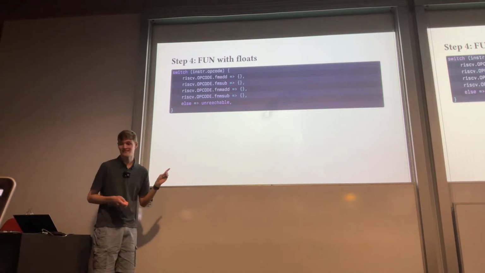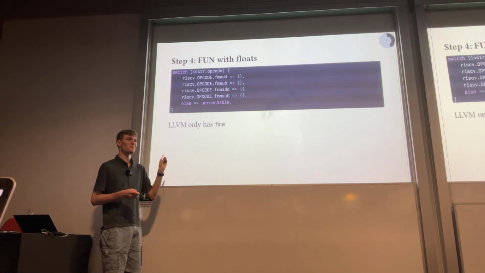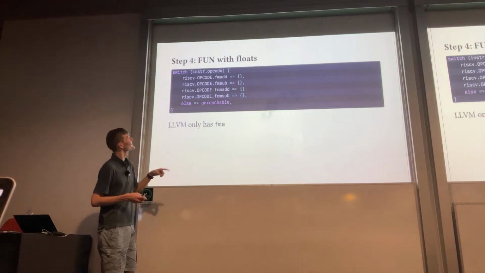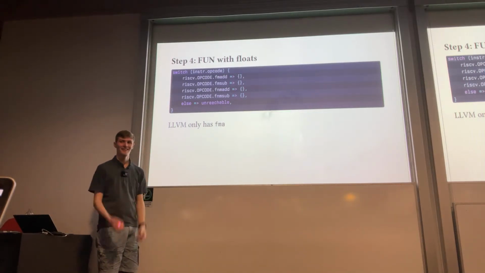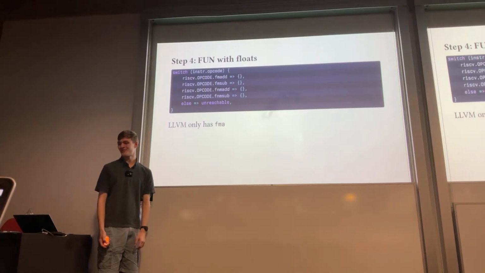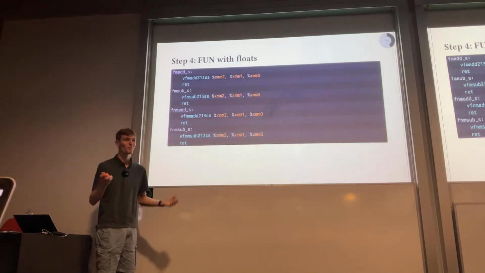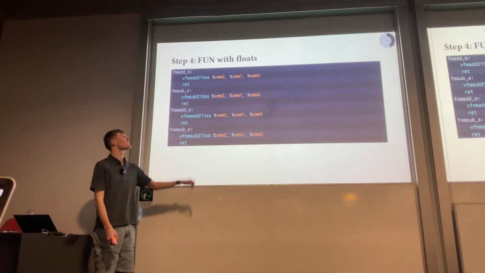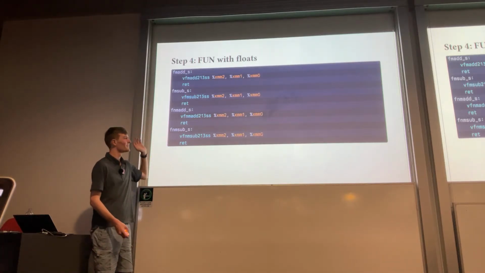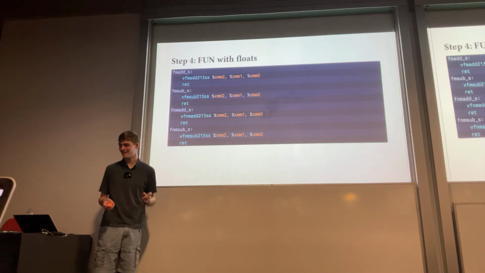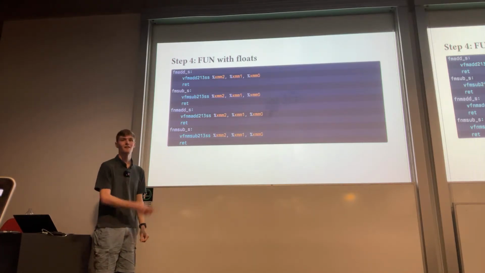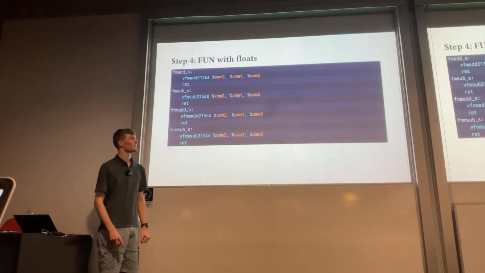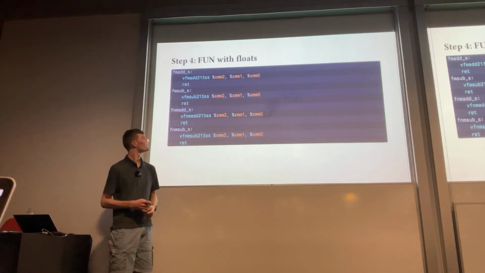The problem for us, LLVM only has fused multiply add. It does not have the subtraction and the negative multiplications. So I guess it is time for inline assembly now, or I guess module level assembly. So we can write our 4 functions for fused multiply and add here. These are the x86 instructions for that. It's AT&T syntax, I don't like it.